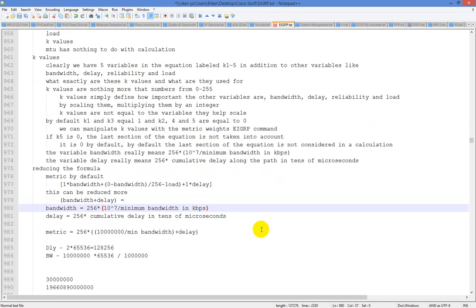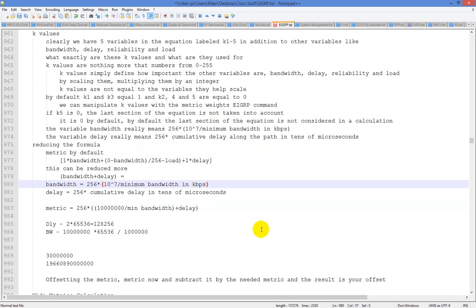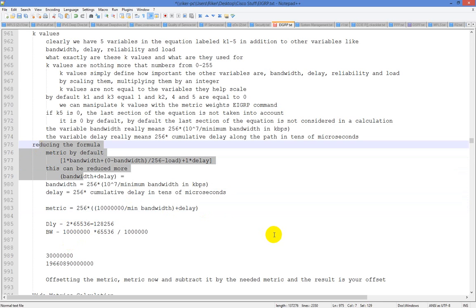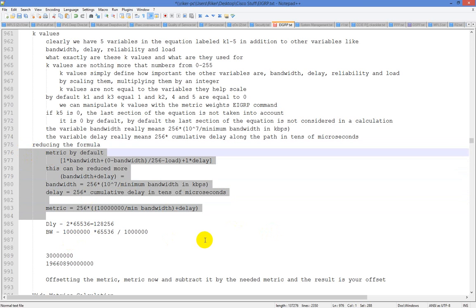So I actually went through this a while back, and I gave some variables here. So this is 10 to the 7th, which is 10 million, and you multiply that by 256. You have 10 to the 7th divided by the bandwidth plus delay, multiply them both by 256, and that gives you your overall delay. So this is for classic mode EIGRP right here. This is what classic mode EIGRP runs off of.